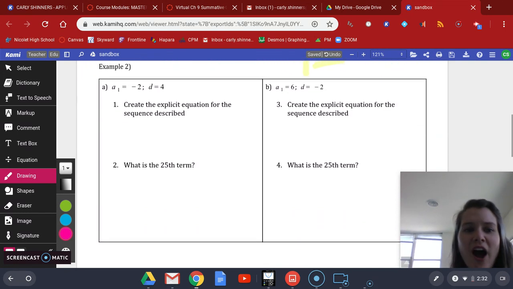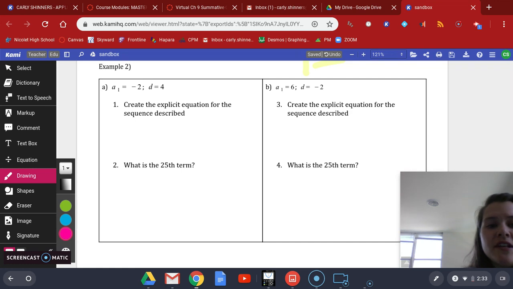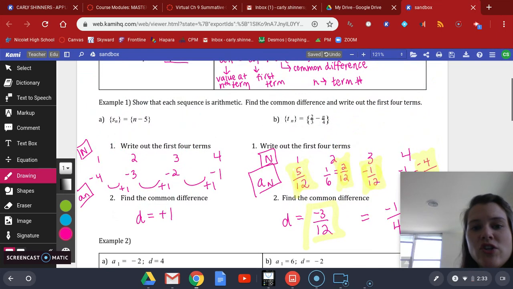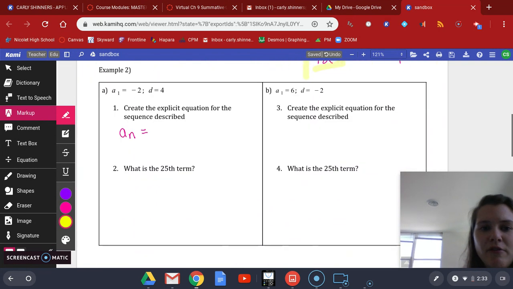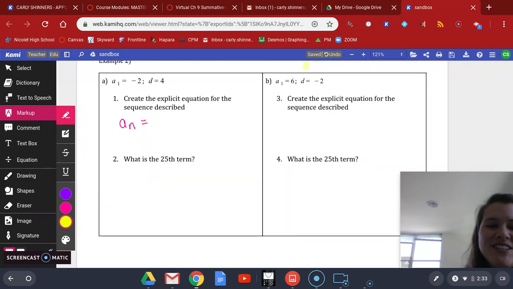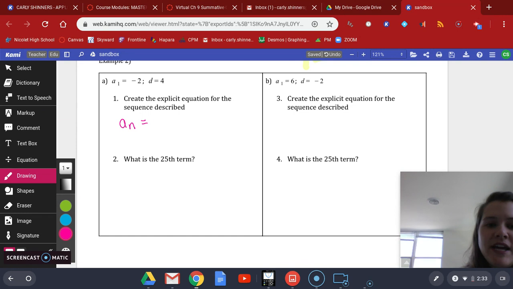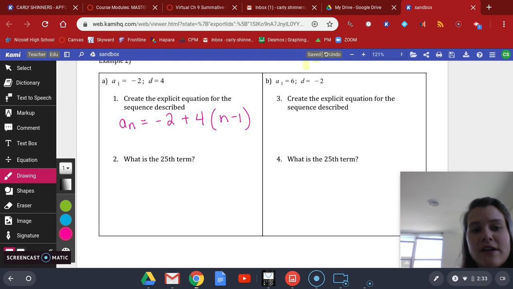Very cool. Alrighty, let's do another one here. So example 2 gives me my first term and it gives me my common difference, and it asks us to find the explicit equation, okay? So here's our equation up here. If you've forgotten, write that down in a safe place and refer back to it. So we're going to start with my first term here, which is negative 2, and I'm going to add 4, n minus 1 times, to get to that term.